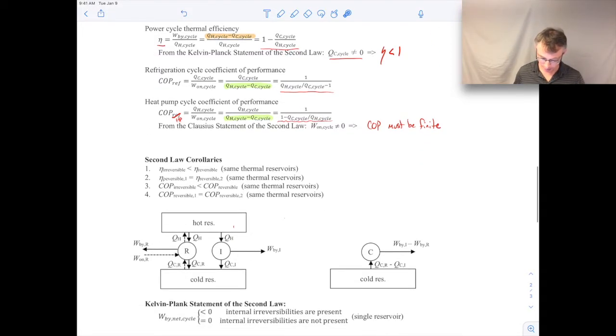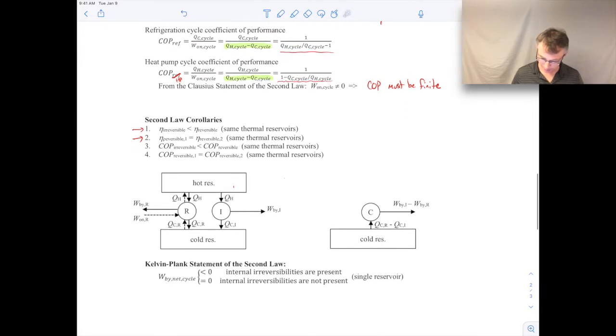So let me spend a little more time proving these corollaries for the power cycle. I'm going to prove the first and second corollaries. The third and fourth corollaries follow the same kinds of arguments, but I'm not going to do it here for the sake of time. The way we're going to prove it is we're going to develop a system here where we have a hot reservoir and a cold reservoir with two different systems in here. We'll have one with an irreversible system and one with a reversible system, okay?